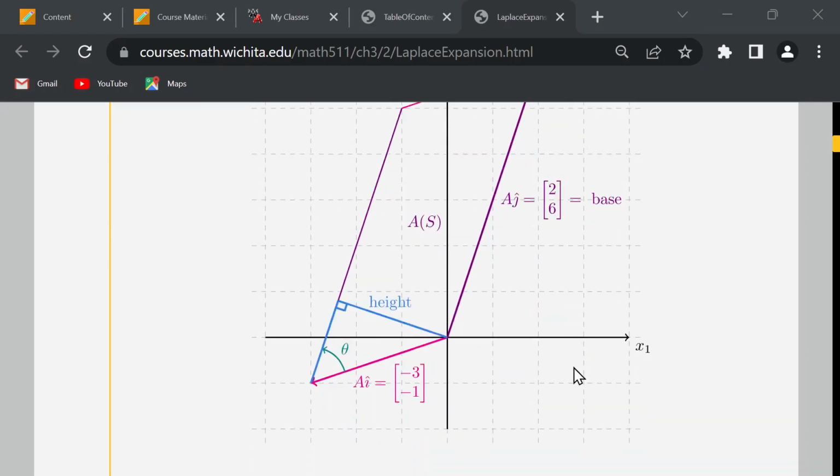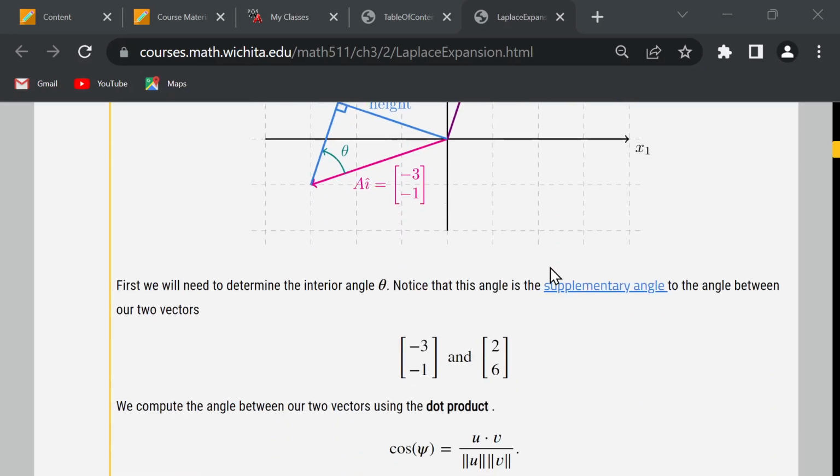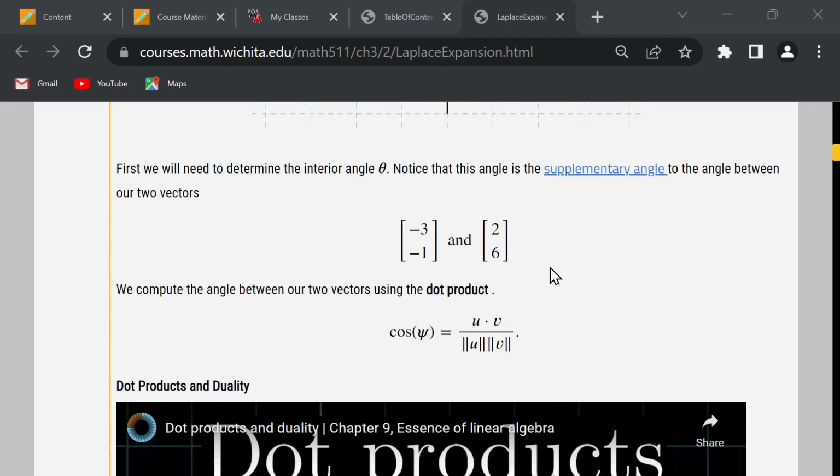Well, normally we have to find the height of the parallelogram so that we can multiply it by the base, which would be the length of the vector 2, 6, and that involves a bunch of calculus.